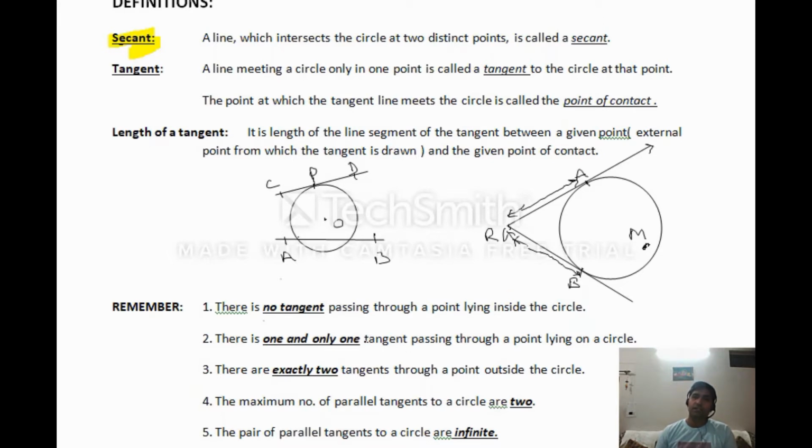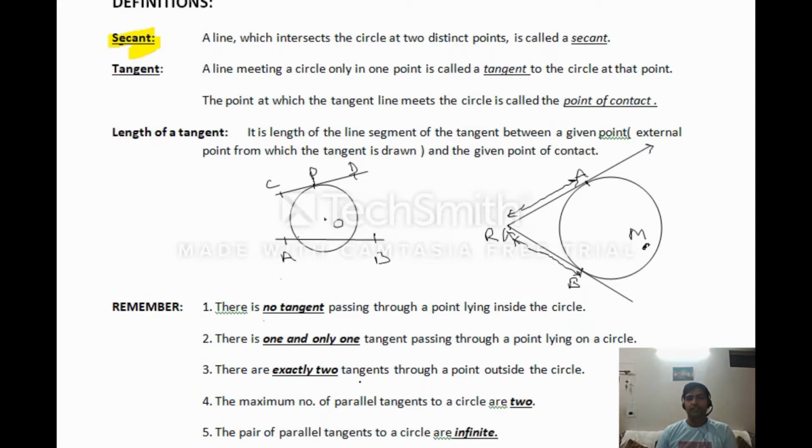Second one is there is one and only one tangent passing through a point lying on a circle. As you can see here, this is the only tangent. If you try to draw another tangent at point P, you try your best, but you can't draw another tangent. See, if you try to draw, it will become a secant.